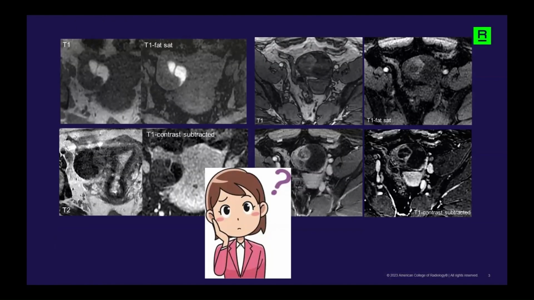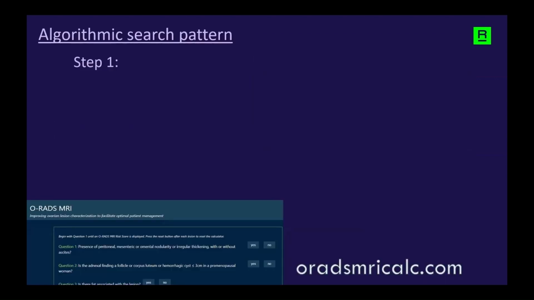Sometimes, however, you're going to find lesions that are a little more complex or complicated, and they have multiple locules, multiple intensities, may or may not enhance, may or may not have fat. It's these lesions that I want to focus on for the next few minutes and how to approach these. In order to do that, I want to introduce you to an algorithmic search pattern, which is the basis of the O-RADS MRI calculator. So if at any time point you need help, you can pull up the calculator and it takes you through this search pattern.